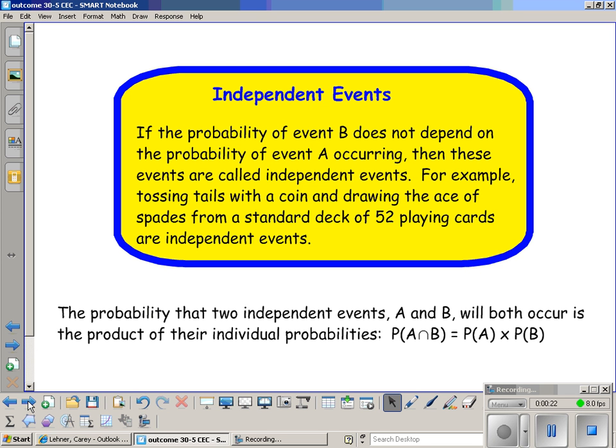For example, tossing tails with a coin and drawing the ace of spades from a standard deck of 52 playing cards are independent events. They don't depend upon each other. They're two totally different ideas. The probability that two independent events, A and B, will both occur is the product of their individual probabilities. So the probability of event A occurring times the probability of B occurring.